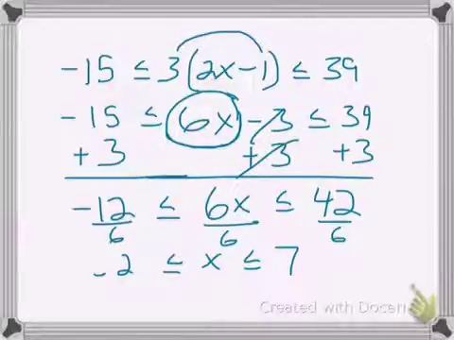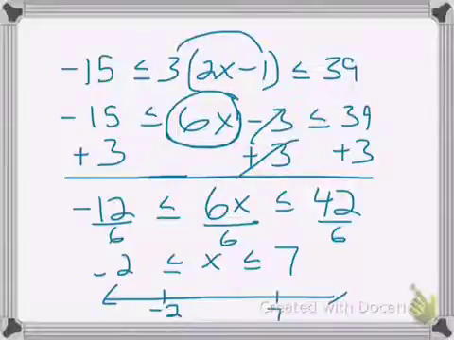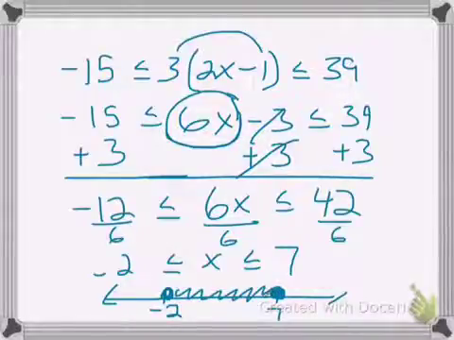How would you graph that? It's all the values between -2 and 7, right? Including those two values because it's equal to. So we'll have closed circles and shade everything in between -2 and +7.